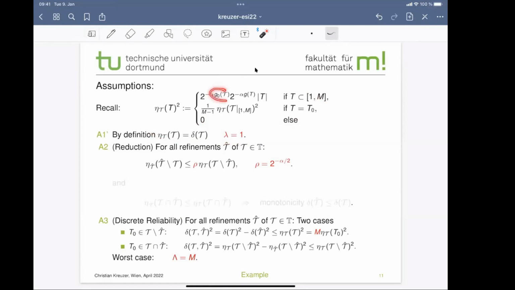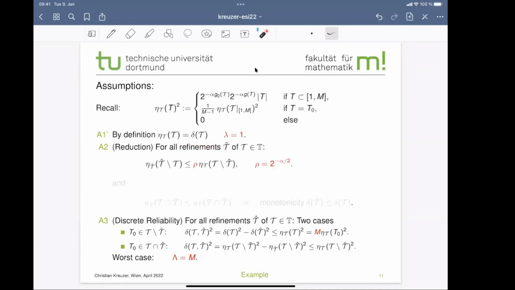When you define the initial element, then you have this reduction factor here, so 2 to the minus alpha divided by 2. And when you refine any other element, you also have this reduction factor. So you have the reduction on the refined elements by a factor rho, which is 2 to the minus alpha divided by 2. We can also prove discrete reliability.